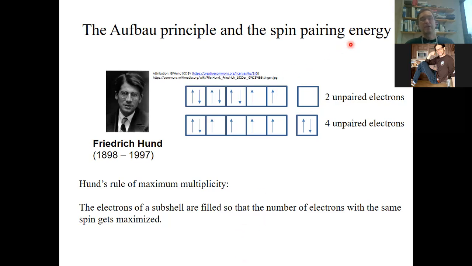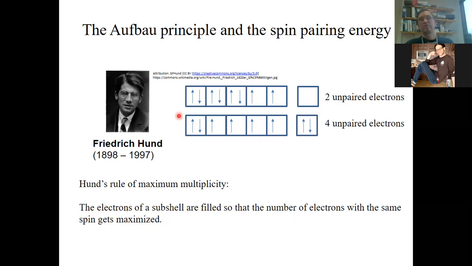So generally, and that is stated by Hund's rule, the magnetic fields of the electrons usually interact in the most favorable way according to Hund's rule of maximum multiplicity. So that means the more unpaired electrons that we have in an electron configuration, the more stable that electron configuration is, and the lower the energy of that electron configuration is. So a consequence of that is that the electrons of a subshell are filled so that the number of electrons with the same spin gets maximized.